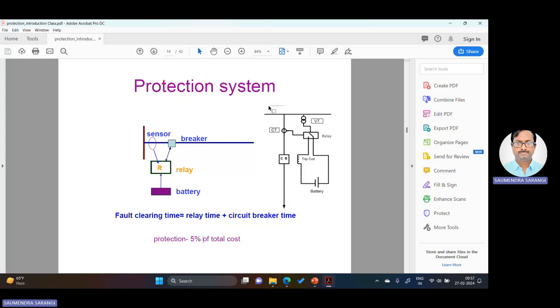If you observe this figure, we have a CT and a PT. That CT and PT give a signal to the relay. So what is a relay?